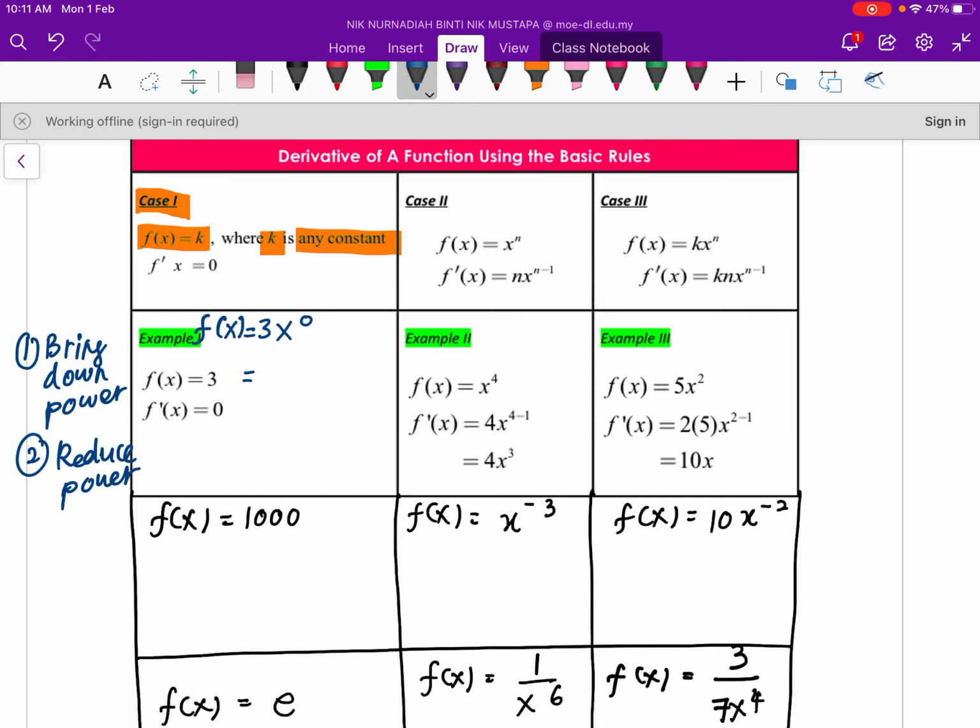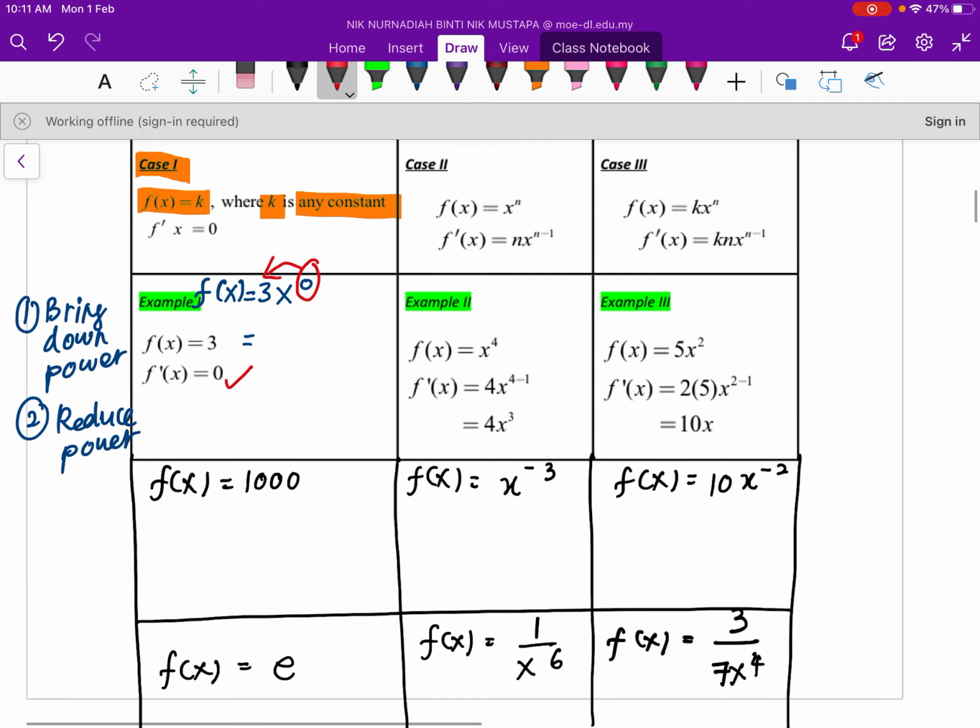Bring down power, reduce power. Okay, what power that you want to bring down? This power. We will bring down this power. So 0 multiplied by 3, that's why it will become 0. That's why the f prime x is equal to 0. So in this case, if it is a constant, then it will automatically become 0. So you cannot reduce the power anymore. Okay, 3 multiplied by 0, it becomes 0.